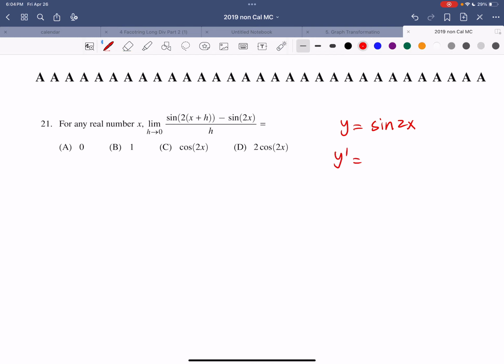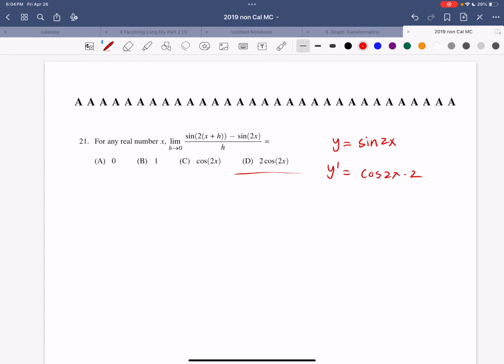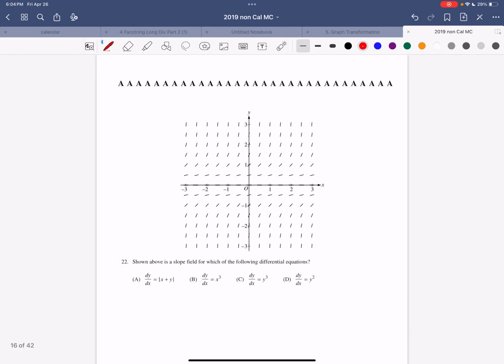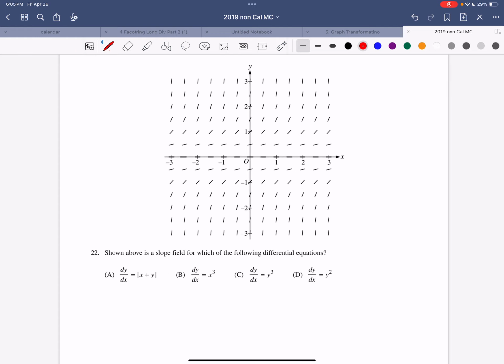So let's do this. What's the first derivative? Sine of 2x will become cosine of 2x times 2. And that's it, which is D. Easy, right? And question number 22. That's a slope field. And as I told you, this one is very easy.